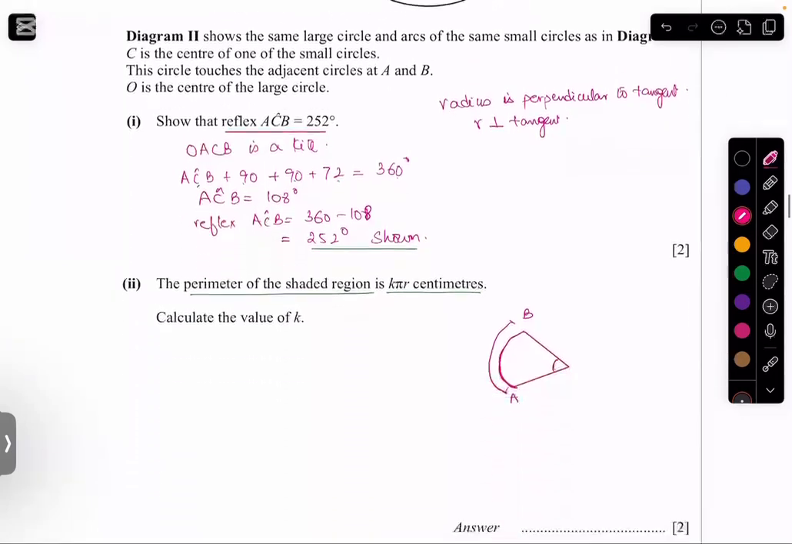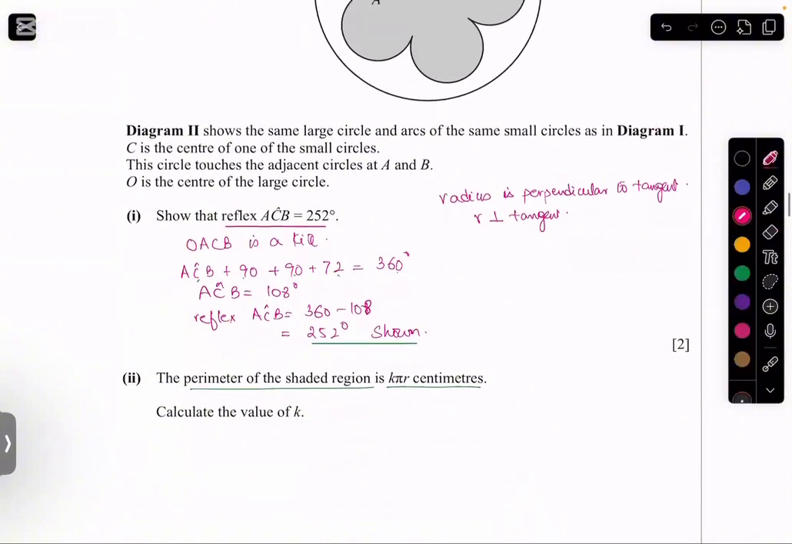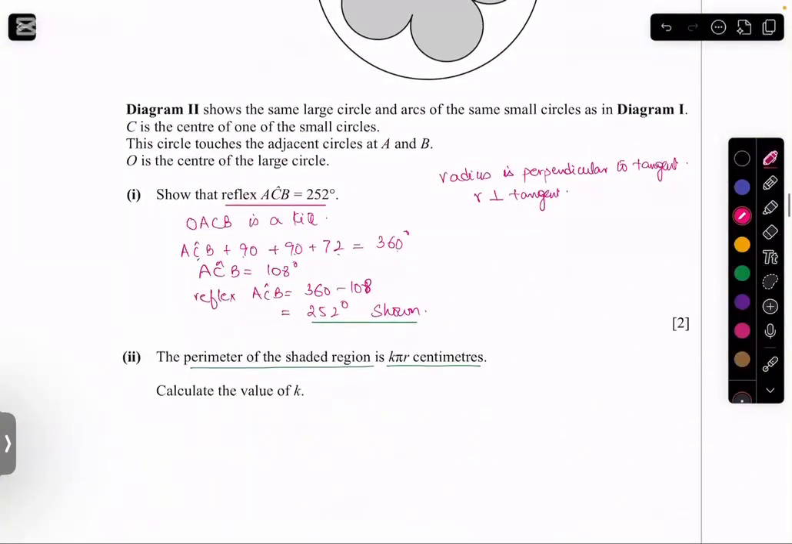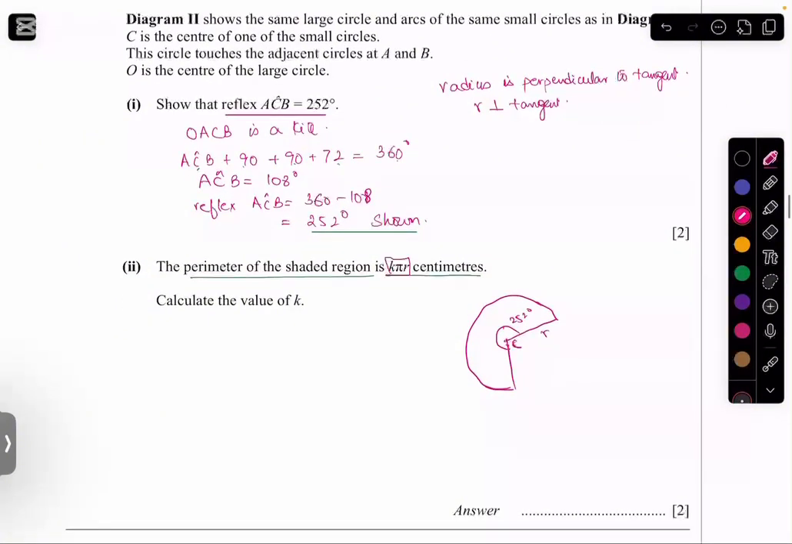All right, so with respect to the arc length, we have this arc length here. And this is my center, point C. The diagram is coming out something like this. We had already found this angle. This is 252 degrees and this is small r. They are saying the perimeter of the shaded region is k pi r. So the perimeter for the shaded region is k pi r.